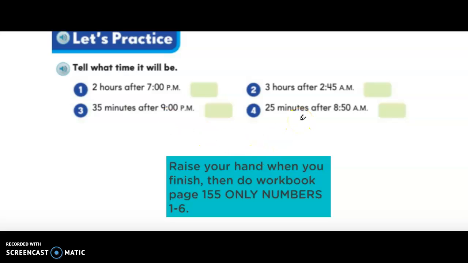Once you're finished, as always, raise your hand on this page, and then you are doing your workbook, page 155, only numbers 1 through 6. So do not do the entire page on 155. You are only doing 1 through 6. Okay, so it's that first section, and then we will get to more of the timeline practice.